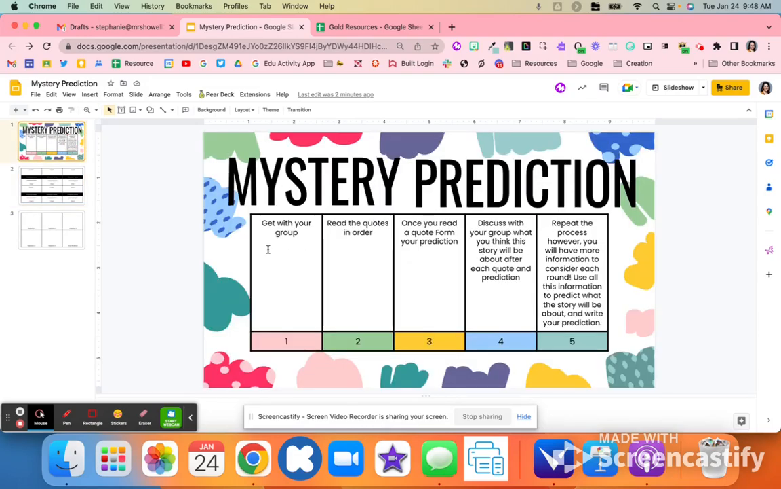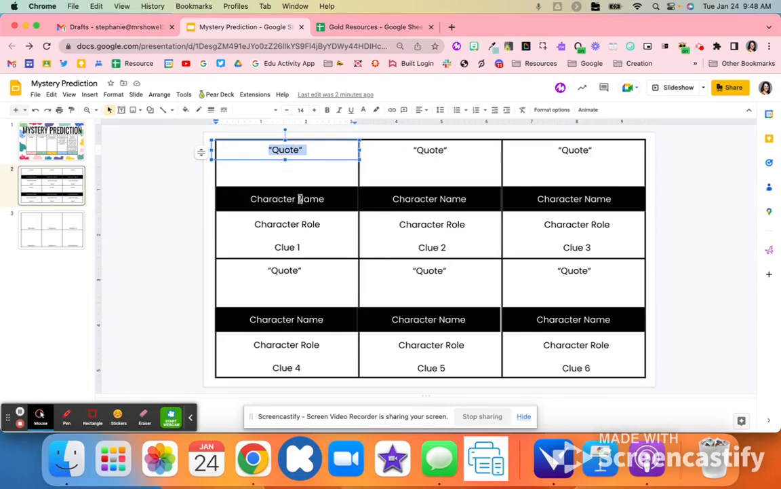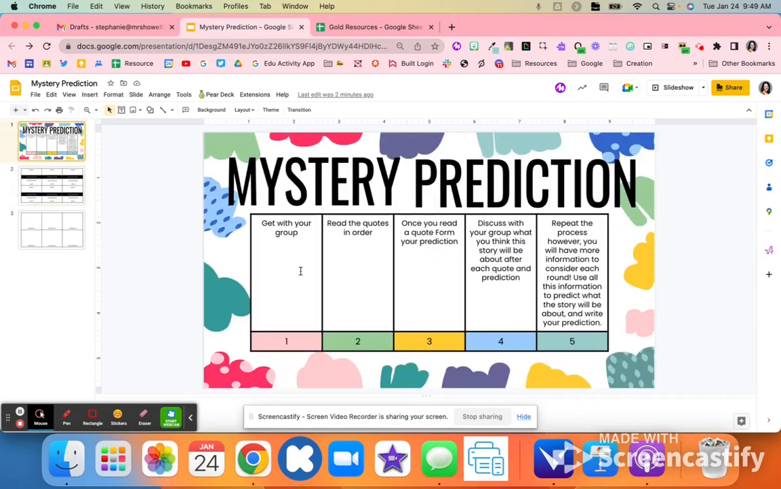Then what you're going to do is go ahead and find quotes from a story. You're going to write which character said that quote, and then you're going to add that character role right below the name. So if it's the mother, or maybe it is the police, or maybe it is a witness, okay? Whatever that role is, you're going to write who that character role is. And then you're going to do that again for clue 2, 3, 4, 5, 6. So again, these could be multiple different quotes, and each group has different quotes, or you could just make one and then 4 groups have the same paper. That's up to you.